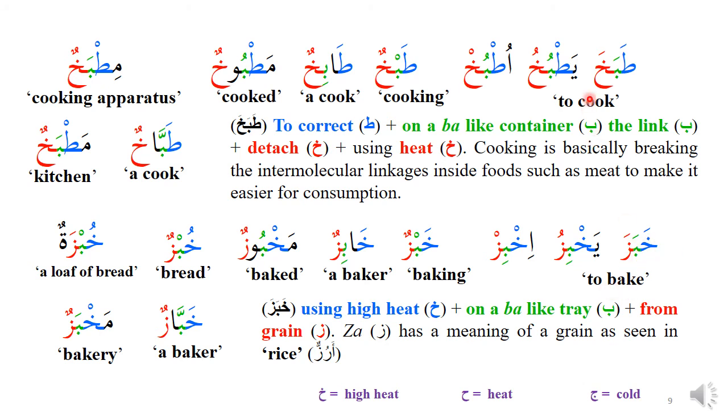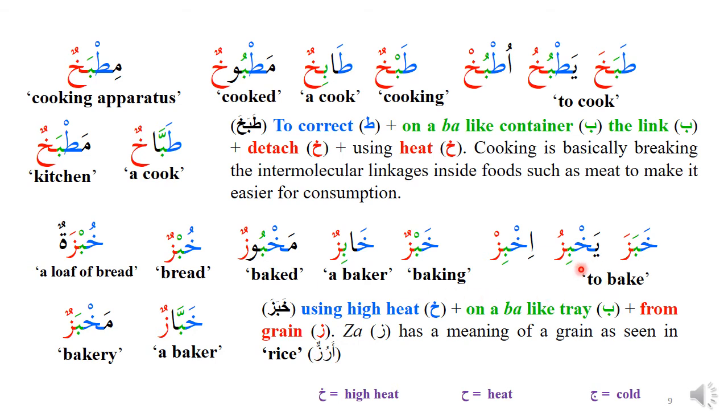All right, khabaza means to bake. So see, compared to the cooking tabaha, which may be, say, in water, baking would involve higher temperature, right? So this is why the kha is the first letter. How does khabaza make baking? So see, kha, which is to detach or using high heat, and ba is in a bar like a tray or a container, and za is the grain. Za is the grain, and the dot is indicating the grain. And the third position means many grains. And you can see this za meaning grains from the word aruzun, which is rice, right?